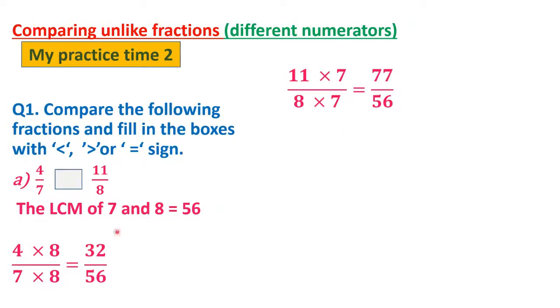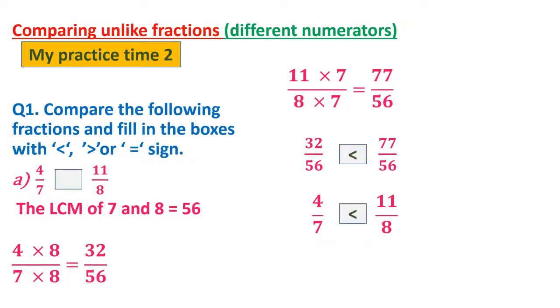Now we have the two fractions 32 by 56 and 77 by 56. They are both like fractions now, and when we compare the numerators 32 and 77, we find 77 is greater. So 77 by 56 is the greater fraction than 32 by 56. Now the equivalent fraction of 32 by 56 is 4 by 7, and of 77 by 56 is 11 by 8. So 11 by 8 is greater than 4 by 7.